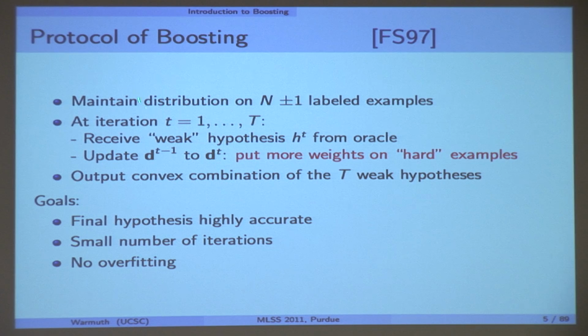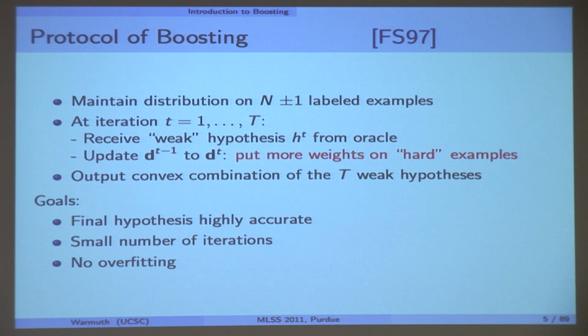OK, so here's the protocol for boosting. The protocol is you maintain a distribution on a fixed set, let's say, of capital N binary labeled examples. And then you have an iterative process. It goes on a trial-by-trial basis. And in each trial, your oracle gives you a weak hypothesis or a base hypothesis. And then you update your distribution.